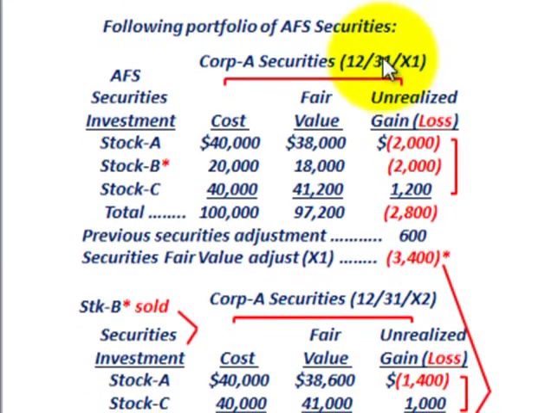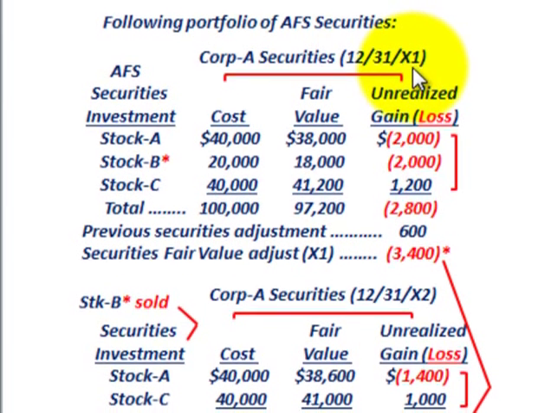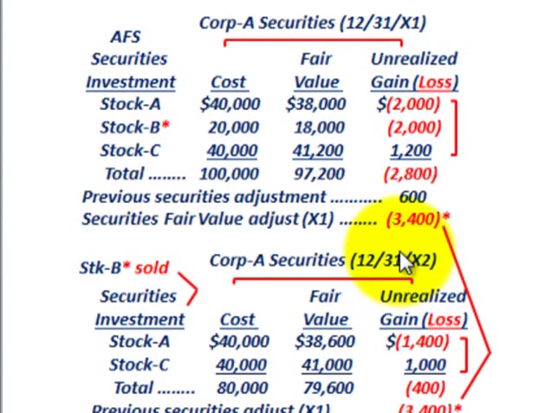So for example here, we're going to have a portfolio of some available for sale securities, and we're going to be looking at the end of year X1 and the end of year X2. What we're going to have to do is calculate the unrealized gain or loss on these securities, and then make some adjustments to their fair value. So we'll get into that. For the end of year X1, we're going to have these securities listed.